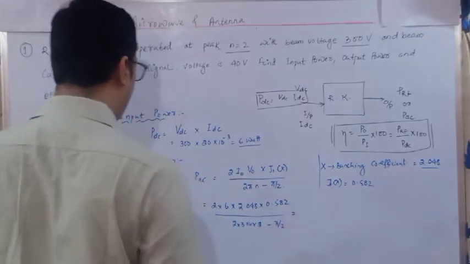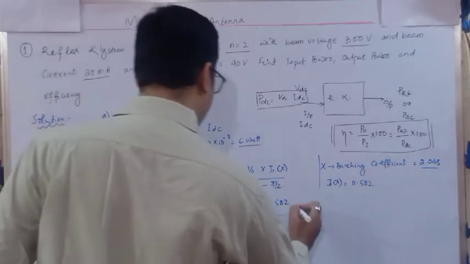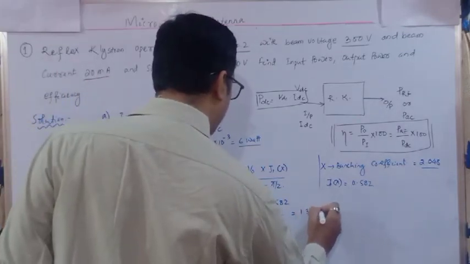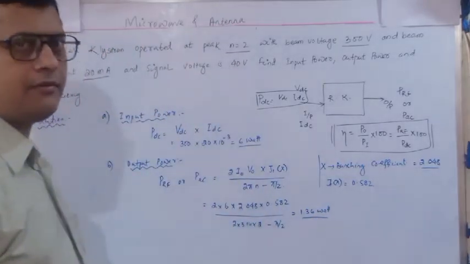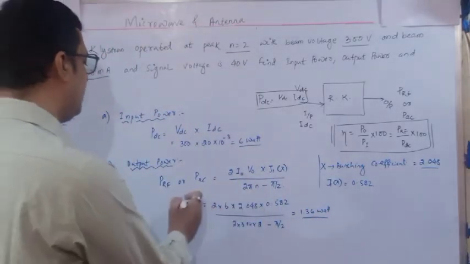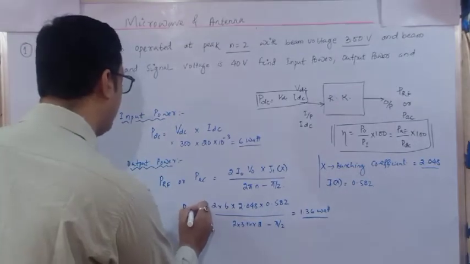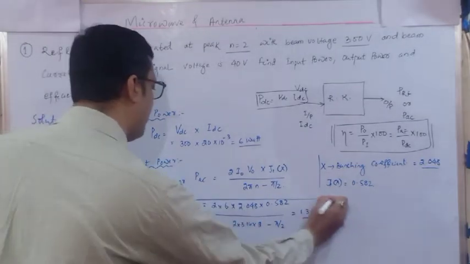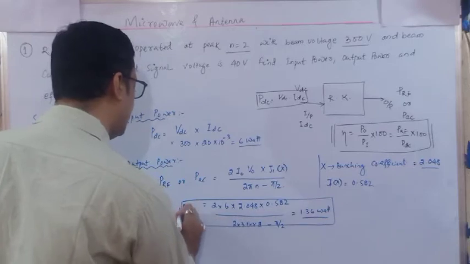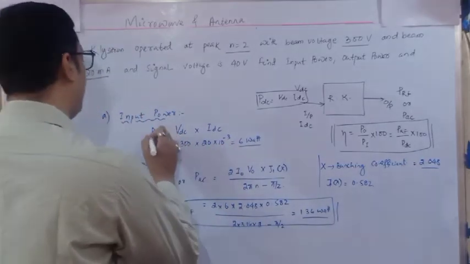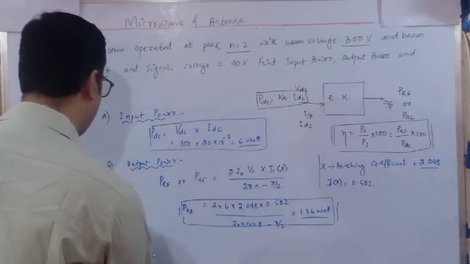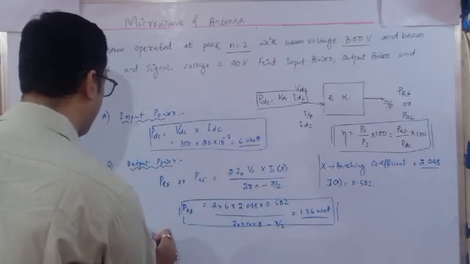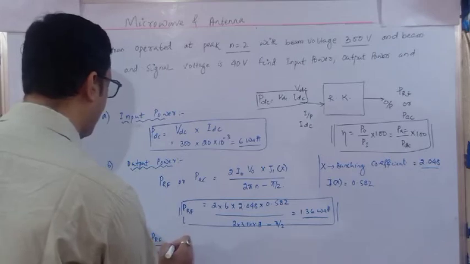So after calculation, 1.36 watt you will get. If you calculate it with the help of a calculator, substituting all these values, you will get your RF output power. So this is the RF output power, that is 1.36. Done. This is your input power, that is 6 watt, and at last efficiency I can calculate, that is PRF divided by PDC into 100.